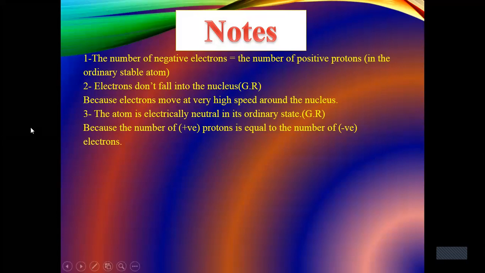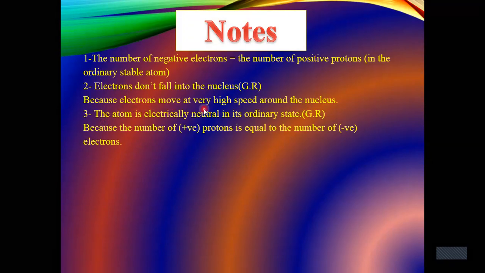Let's see. Electrons don't fall while revolving around the nucleus. They don't fall into the nucleus. Why doesn't this happen? Because electrons move with a very high speed. So they will never fall into the nucleus.